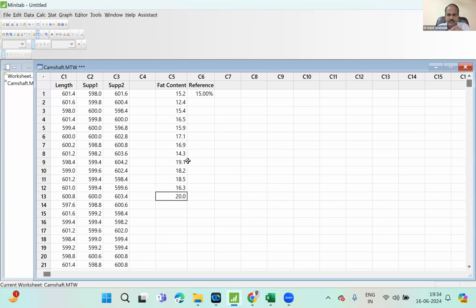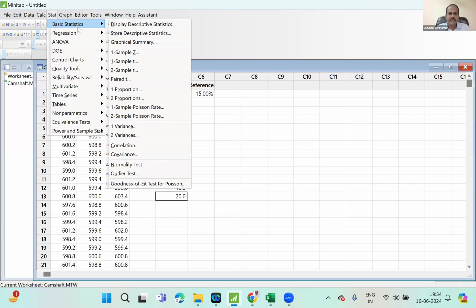So now this falls under which test? One sample t-test. Come on, one sample t-test. So you go to Stat, go to Basic Statistics, come to 1-Sample t. Can you read the description? Determine whether the mean of a sample differs significantly from a specified value. The appropriate scenario right now, isn't it? The sample mean fat content, we are going to compare against 15%.